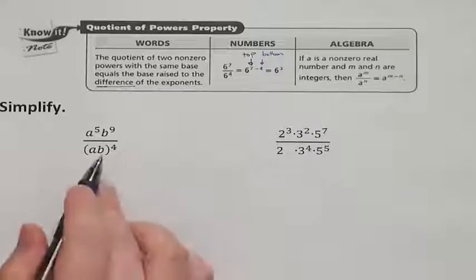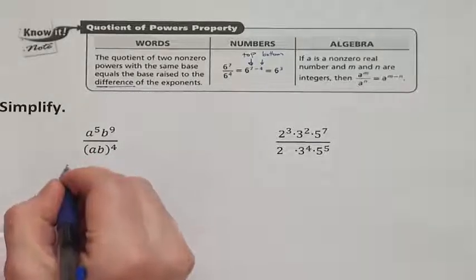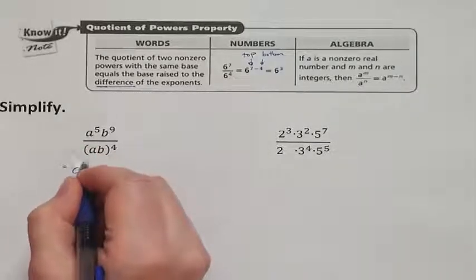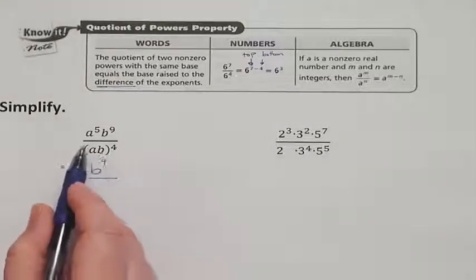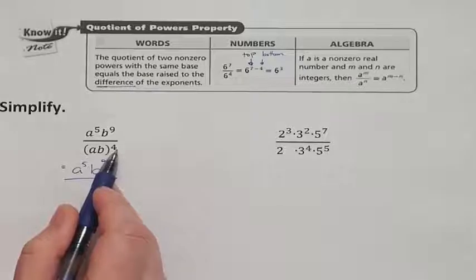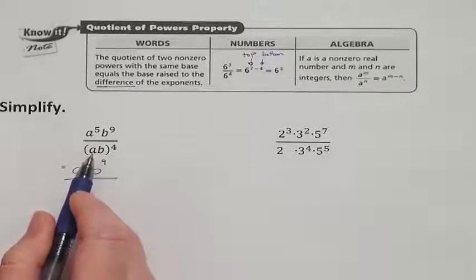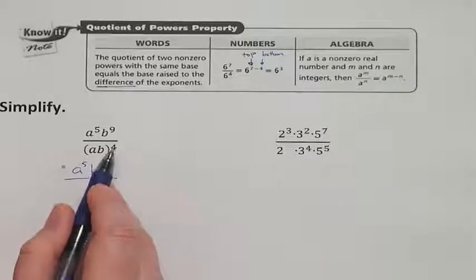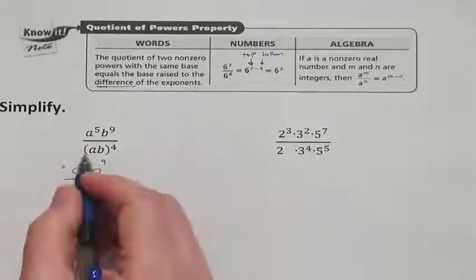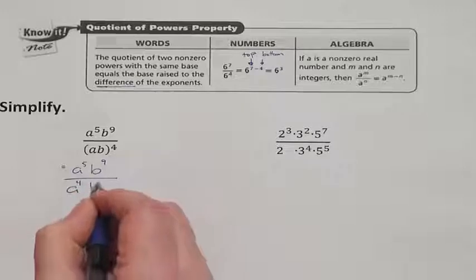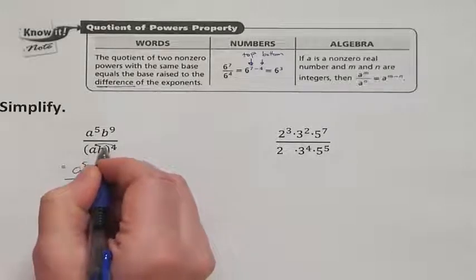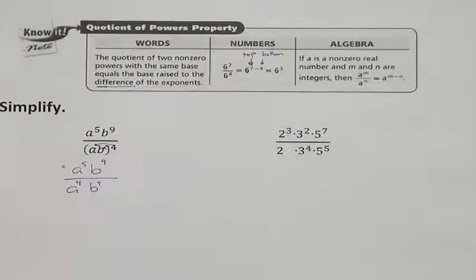So our first thing to do is to evaluate the parentheses. So we're going to leave the top alone as it is, so it's a to the 5th power, b to the 9th power. Looking at our denominator, I have an entire parenthesis raised to the 4th power. Well, if I remember from an earlier lesson, that meant everybody in this parenthesis needs to be raised to that 4th power. So this a needs to be raised to that 4th power, and that b needs to be raised to that 4th power. Everybody in that parenthesis got raised to that 4th power.